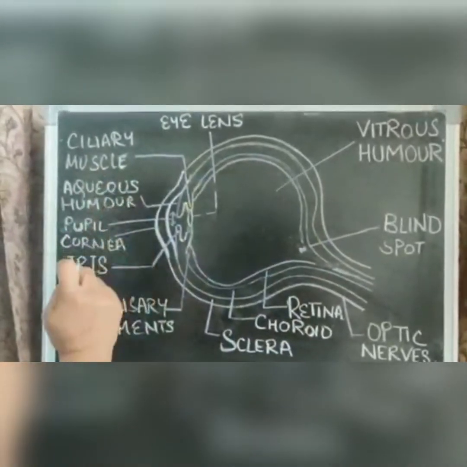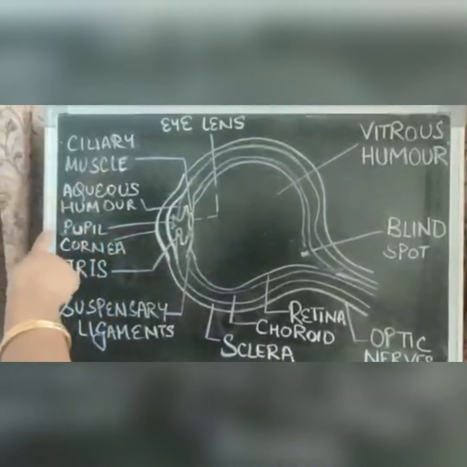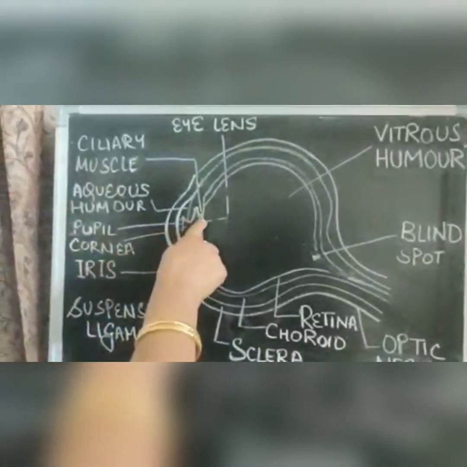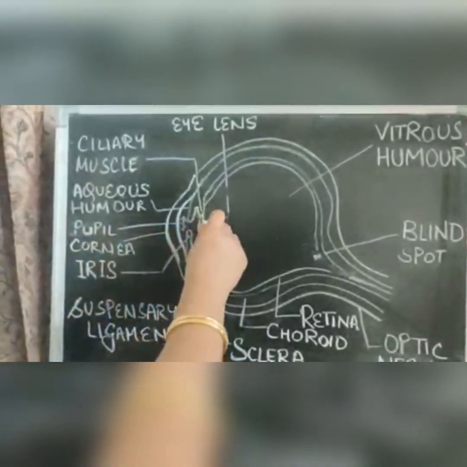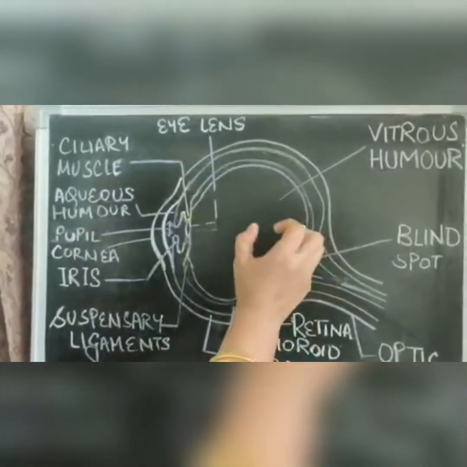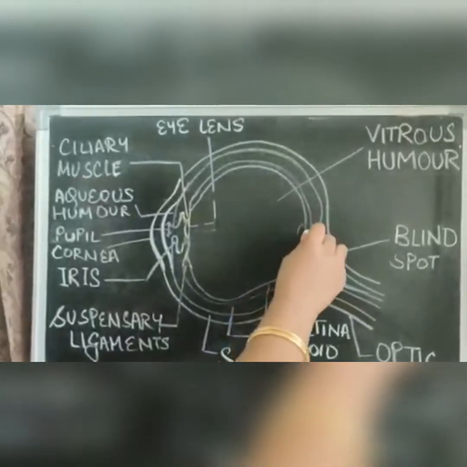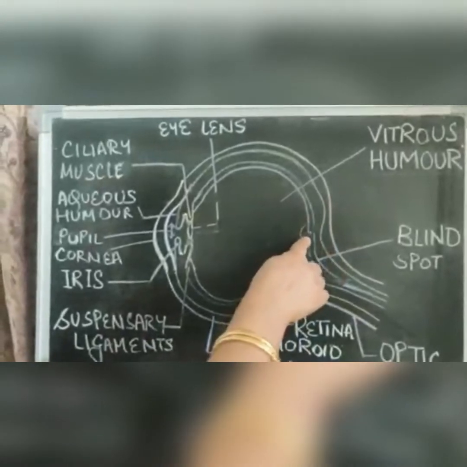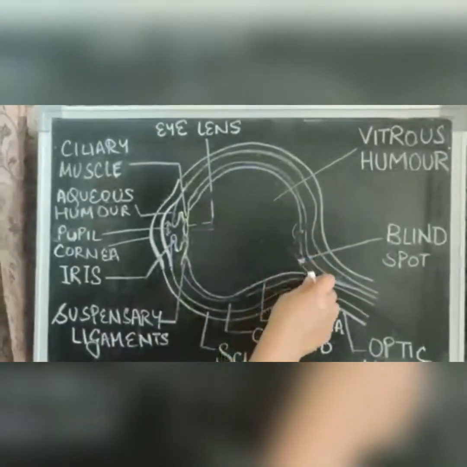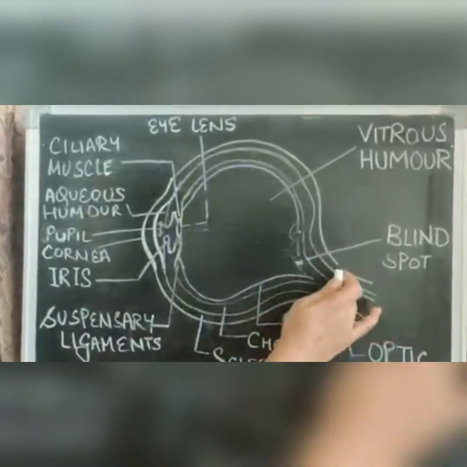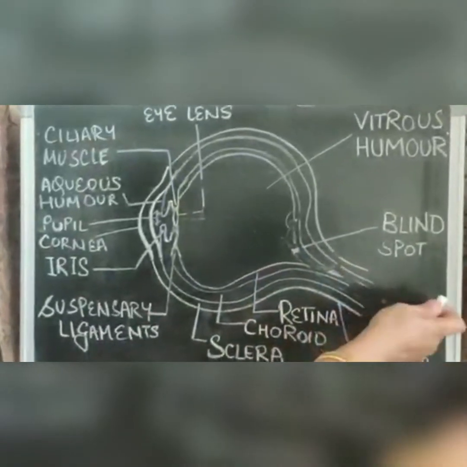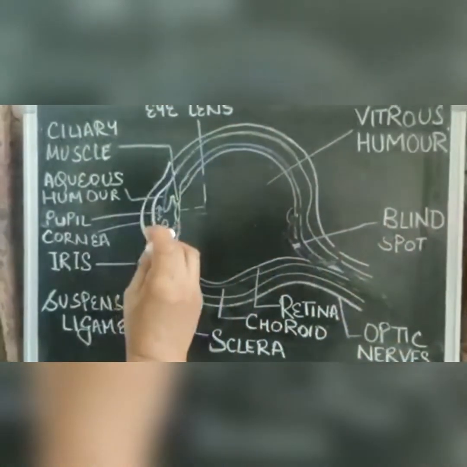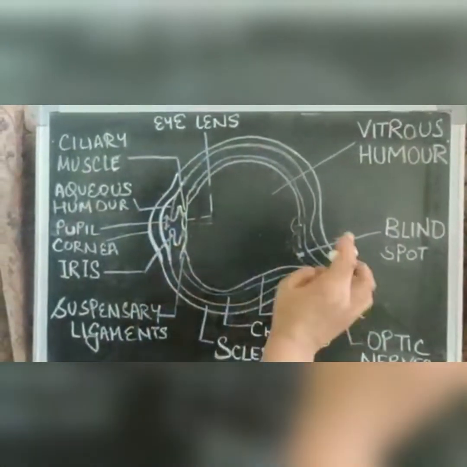Now about the working of the eye. First of all, light from the object will pass through the cornea, then to the pupil, then through this lens, and will form an inverted and very small image on the retina. The rods and cone cells in the retina will convert that signal to an electric signal, and that electric signal will be carried by the optic nerves to the brain, and the brain will interpret that signal and will observe the erect image of the object.